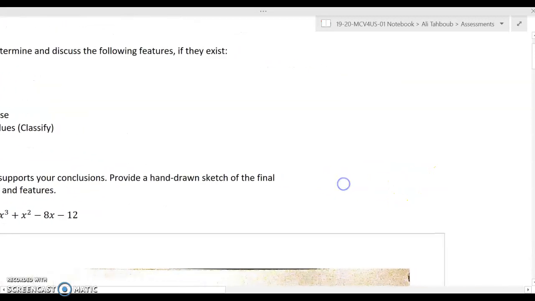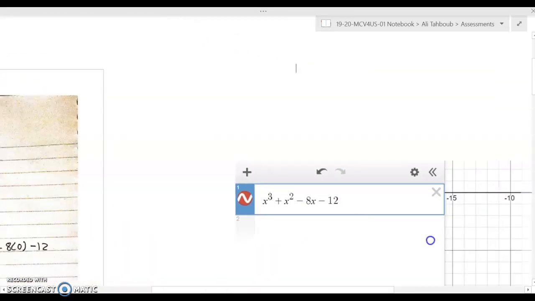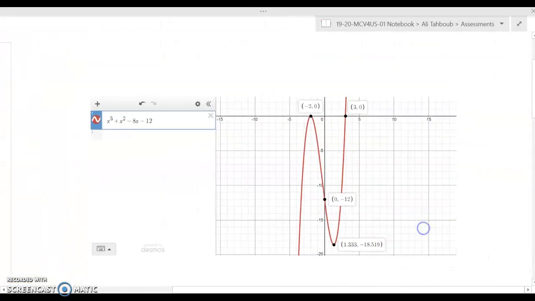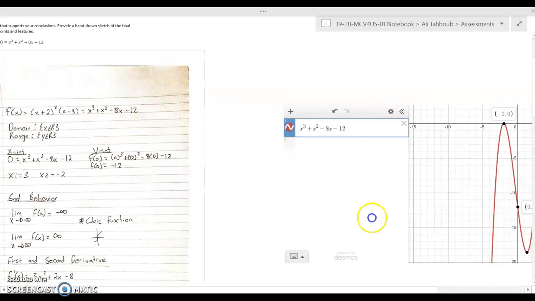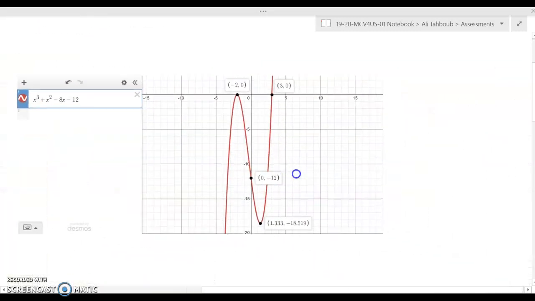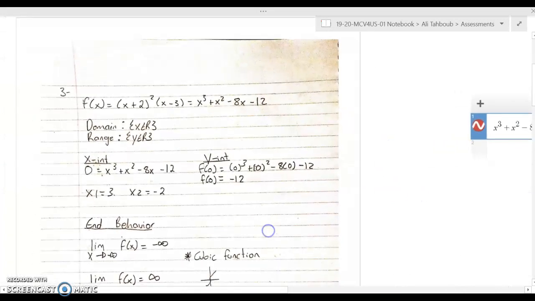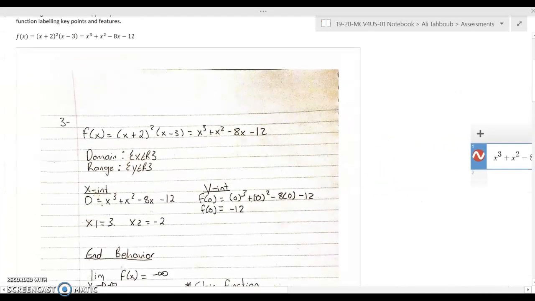Now, I didn't do a hand-drawn sketch because it wouldn't have been as clear as this Desmos sketch. But anyways, this is the final graph, and I'm going to be going over every point, and then I'll be referring back to the Desmos graph to show the points that I just discussed. So to start with, I was asked to find the domain and range.